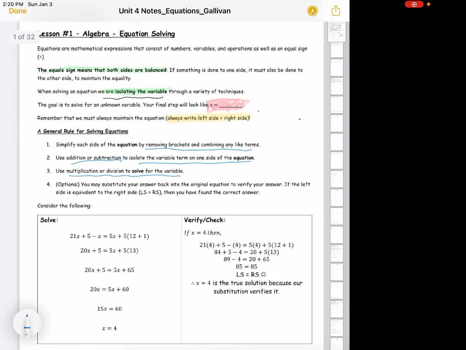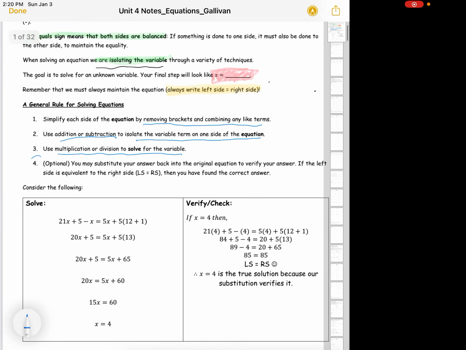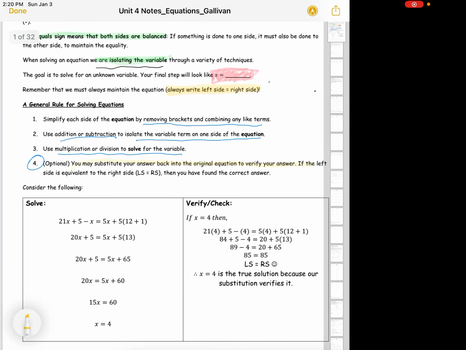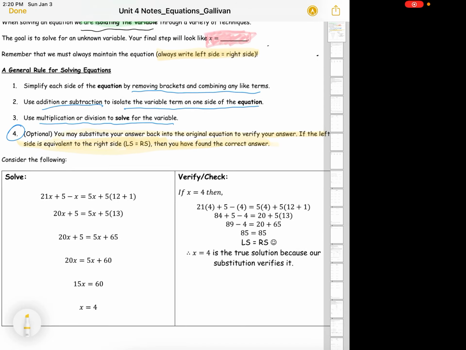Now, you can check your answer. It's optional, but if you're not sure, you can check your answer by substituting your answer back into the original equation to verify. If the left side is equivalent to the right side, then that means you found the correct answer. So, let's look at the following.